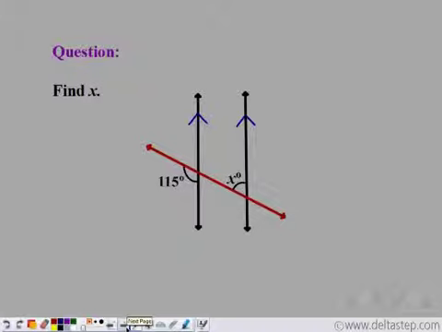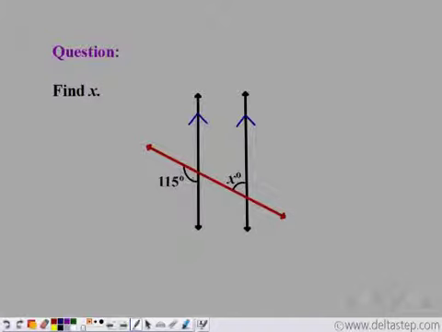So now can you find the measure of x? Well, we see that these two lines are parallel. This is a transversal. Now this x degree and 115 degree, consider these two angles. We see that these are not corresponding angles. We see that these are not alternate interior angles. Neither are they interior angles on the same side of the transversal. Then how do we find the measure of x?